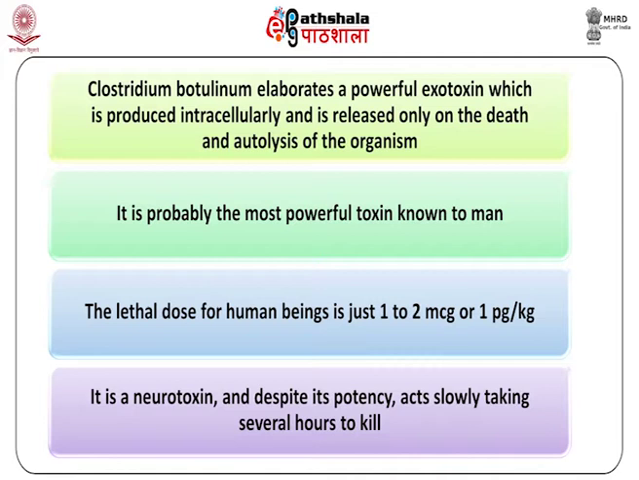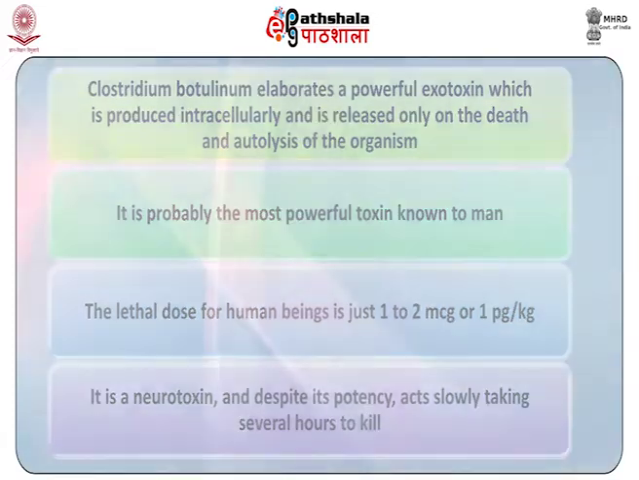The lethal dose for human beings is just 1 to 2 mcg, or 1 pg per kg. It is a neurotoxin and despite its potency acts slowly, taking several hours to kill. Based on animal data, the lethal dose in a 70 kg human would be approximately 0.09 to 0.15 mcg, intravenous or intramuscular. The estimated lethal inhalation dose in a 70 kg human is said to be 0.70 to 0.90 micrograms.